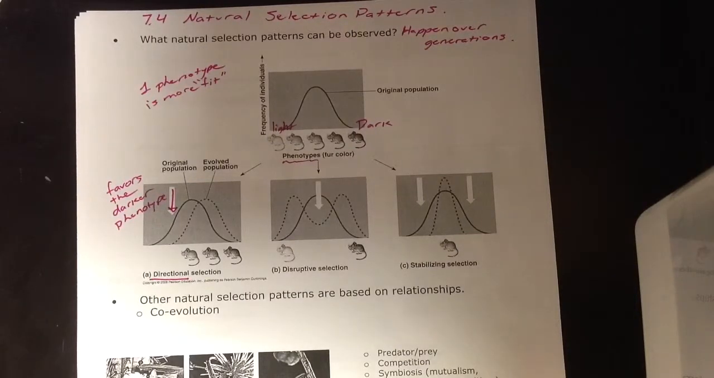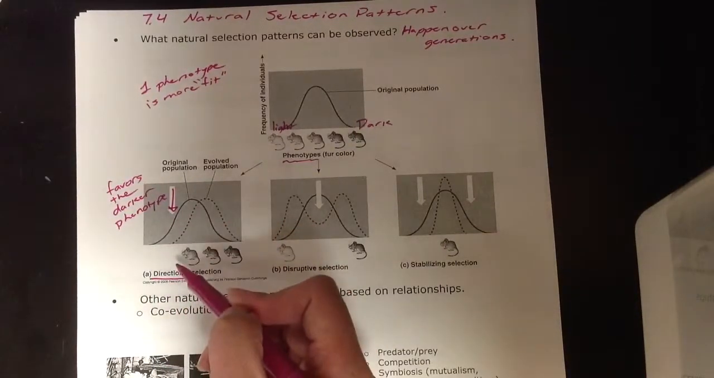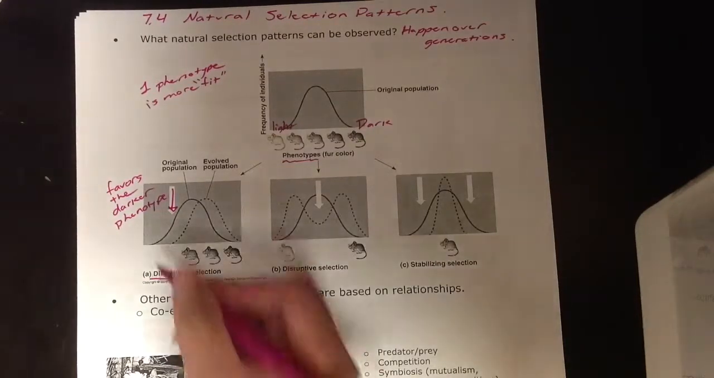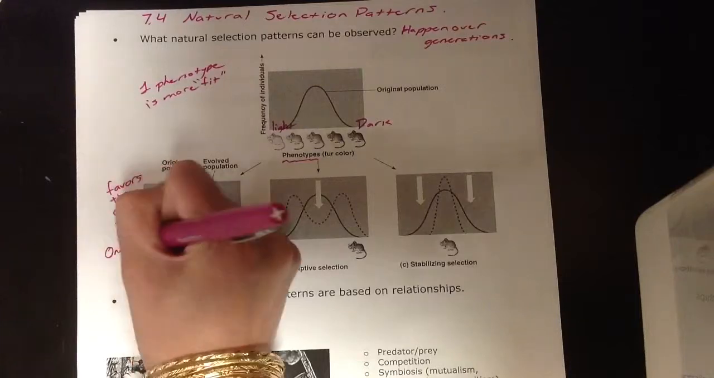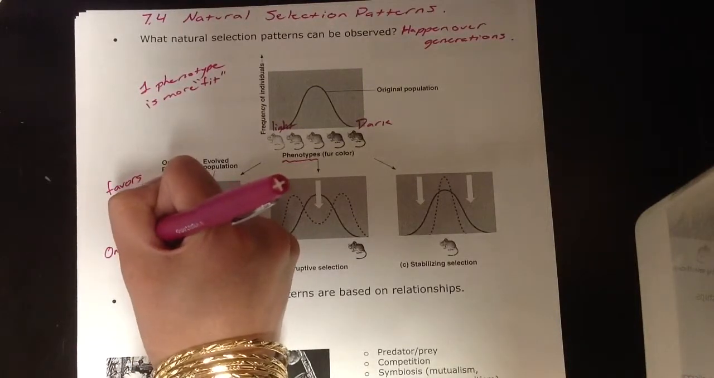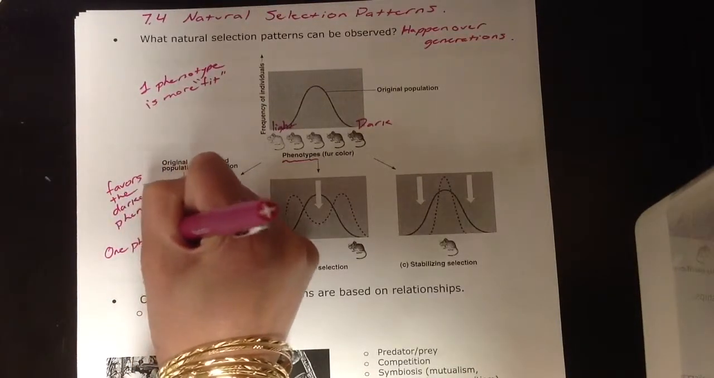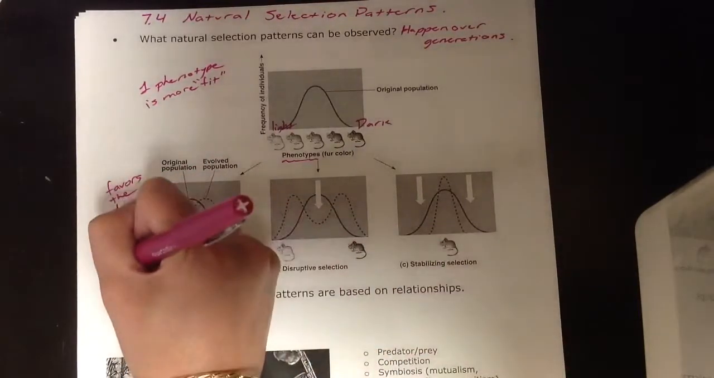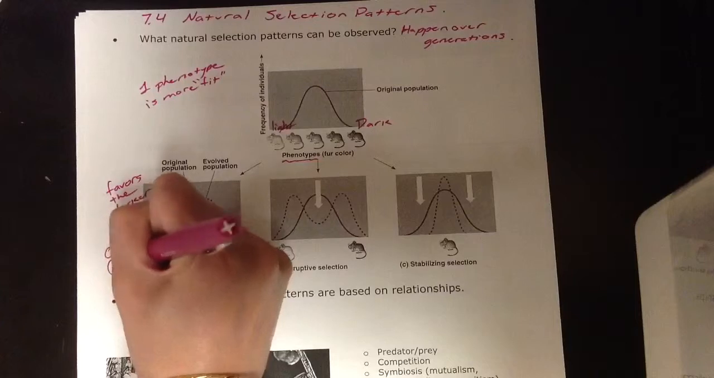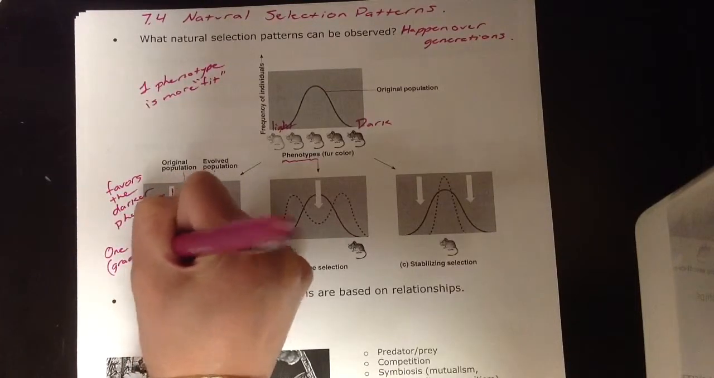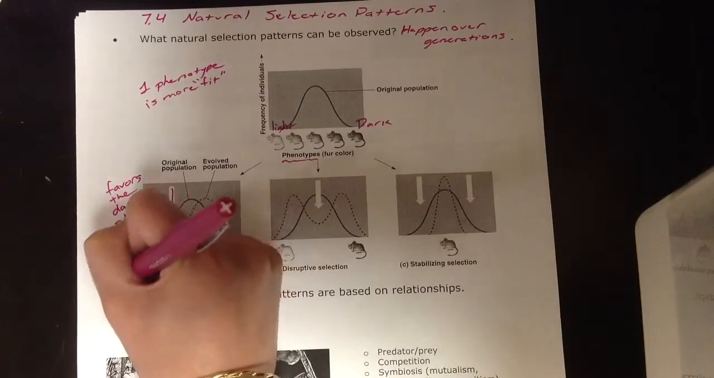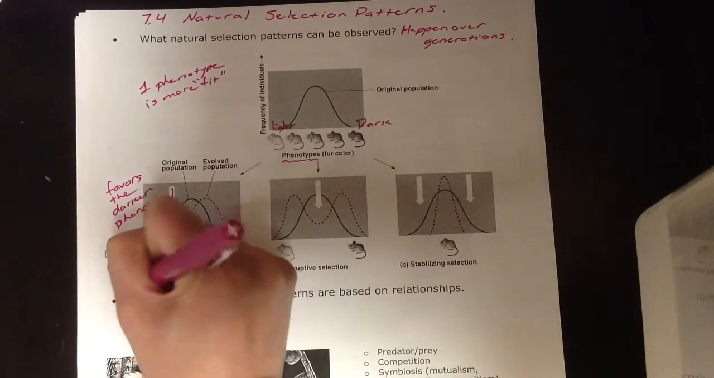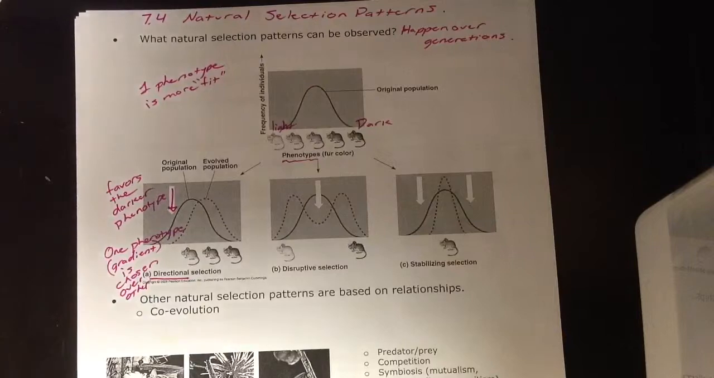In directional selection, it doesn't always mean that the lighter doesn't survive or isn't as fit, but it just means that one phenotype or one on the gradient is chosen over the other. Okay, and really easy to see that in that graph.